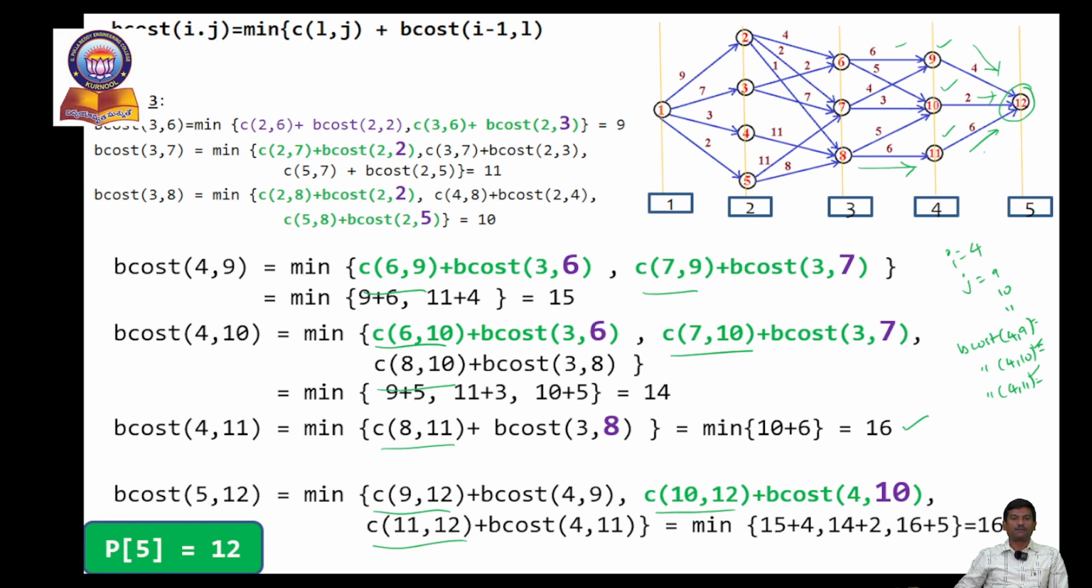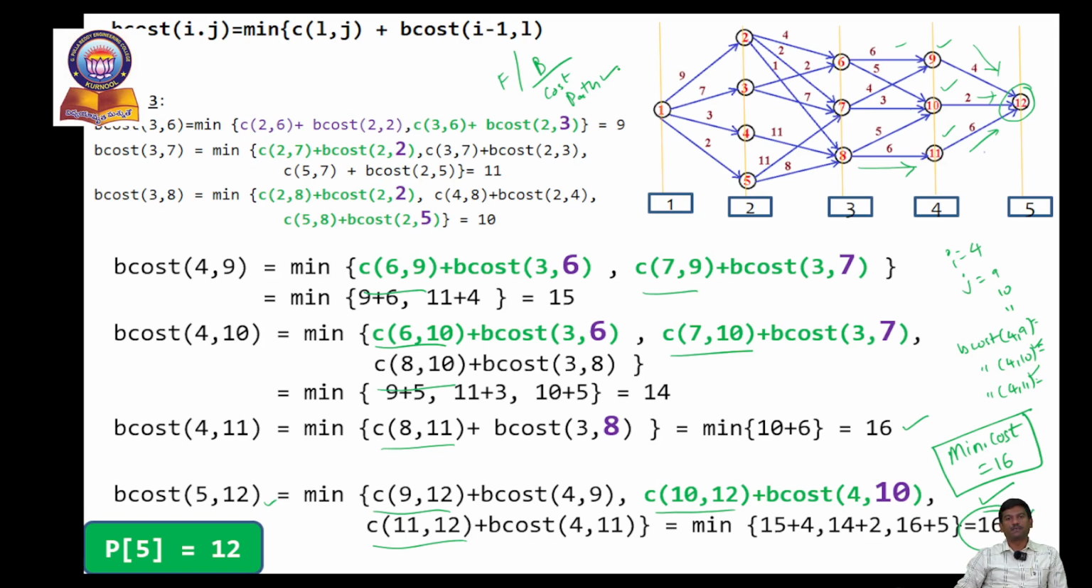So here, according to the algorithm of the backward approach, you will be finding the cost as well as the path. Either if you consider the forward approach or the backward approach, you need to find the cost and you need to find the path. So the cost of 5 comma 12, that is 16, indicates this is the minimum cost, because we have found bcost of 5 comma 12 is equal to 16. So 16 will be the minimum cost, and then you have to find the path.